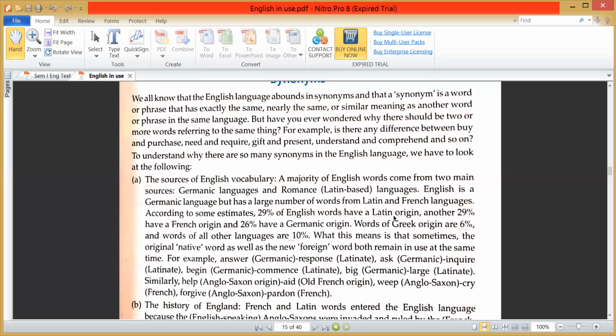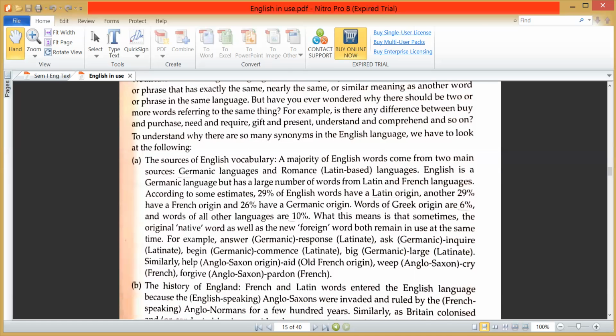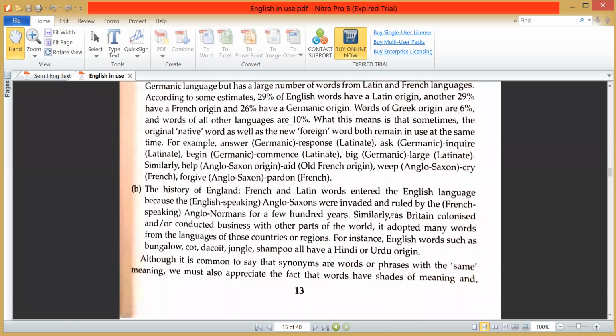But how could these languages be borrowed by the English or the English speakers? How did they get to know about these terms from German or Latin or French? Let us get to see that. To get to know about that, we have to understand the brief history of England.